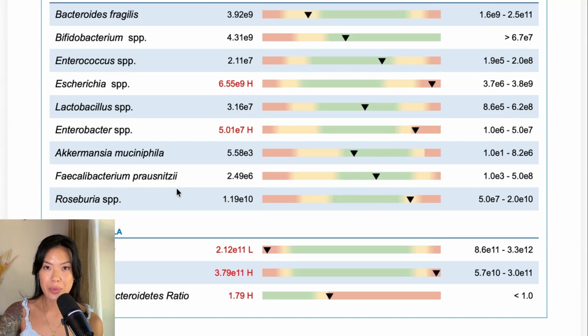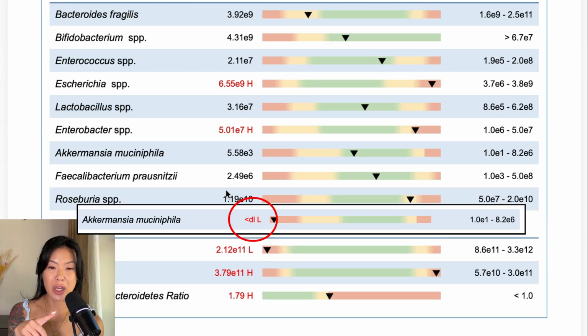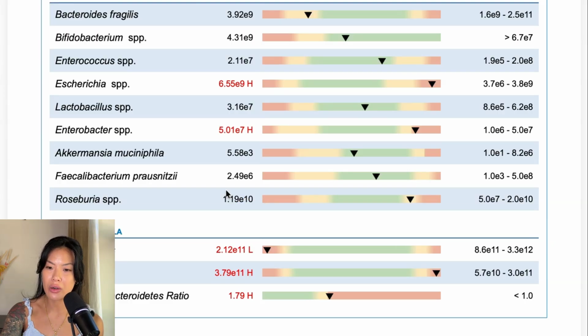Oftentimes in cases I've seen with eczema, the Akkermansia level is completely non-detected. So it'll actually say DL, which means non-detectable levels. I'll share a screenshot here. Actually, the last patient had DL levels, but for her, she's actually fine. But these are really important bacteria because they produce short chain fatty acids. They help to support the gut barrier integrity.